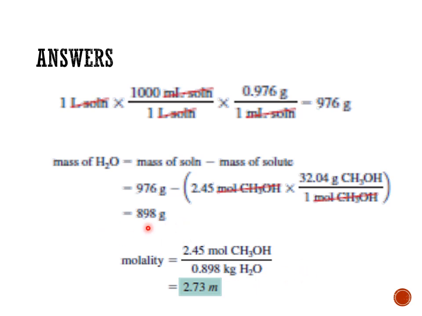Kaya, minus natin siya. So, mass ng solution minus ng mass ng solute is equal to the mass of H2O, or the mass of the solvent. So, divide lang natin dahil ang sabi nga natin, molality is equals to the moles of solute, which is the methanol, divided by the kilogram of the solvent, which is the water. So, 2.45 mole of methanol divided by 0.898 kilograms of water is equal to 2.76 molal.